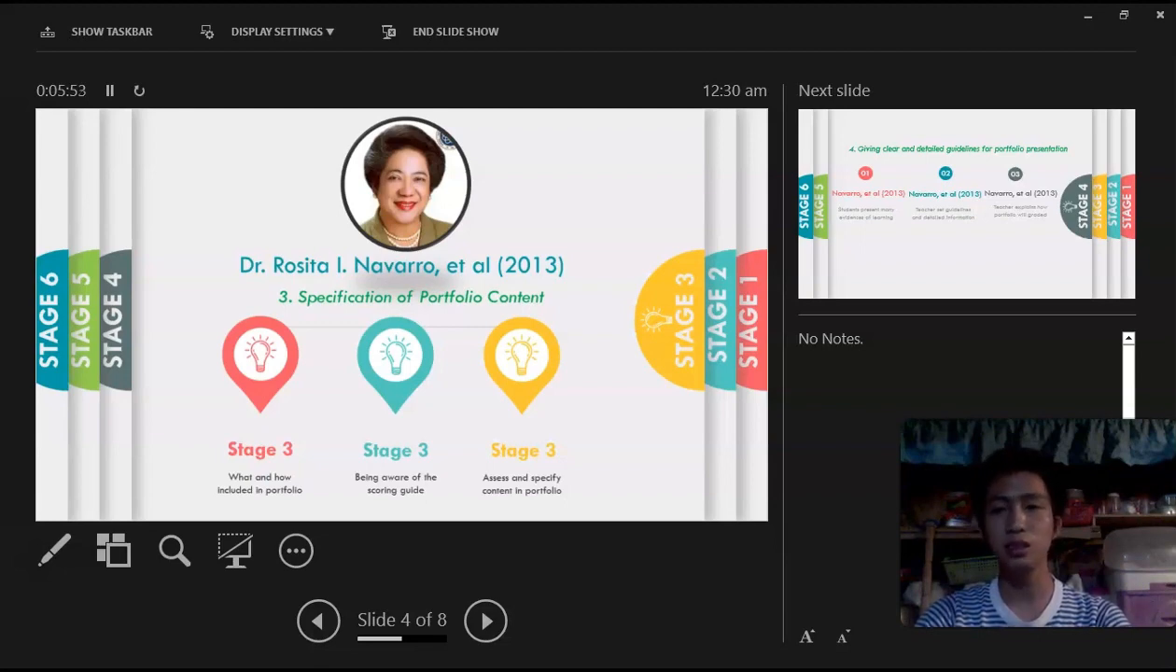Specify all the things needed to be included. Then assess and specify content in the portfolio. So teachers should have concrete assessment and specific content portfolio. Dahil dito na ipapaliwanag at naitutukoy kung ano nga ba ang mga paksang iyon at impormasyon that they have to include in their portfolio. So it is important for teachers to be specific about these things, especially in specifying each entry and how it will be assessed.